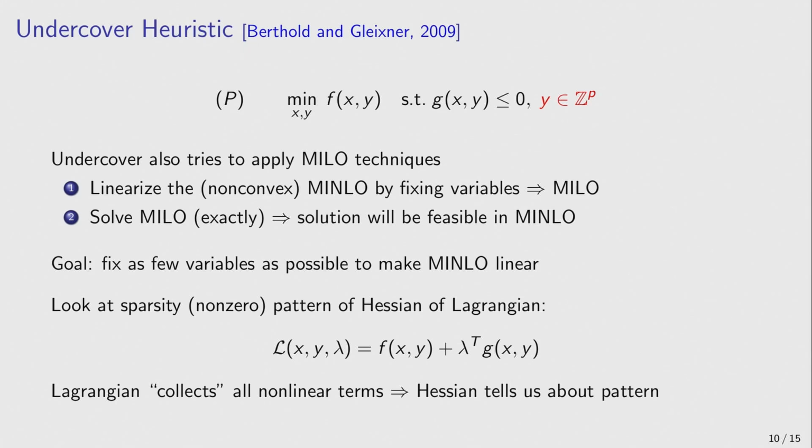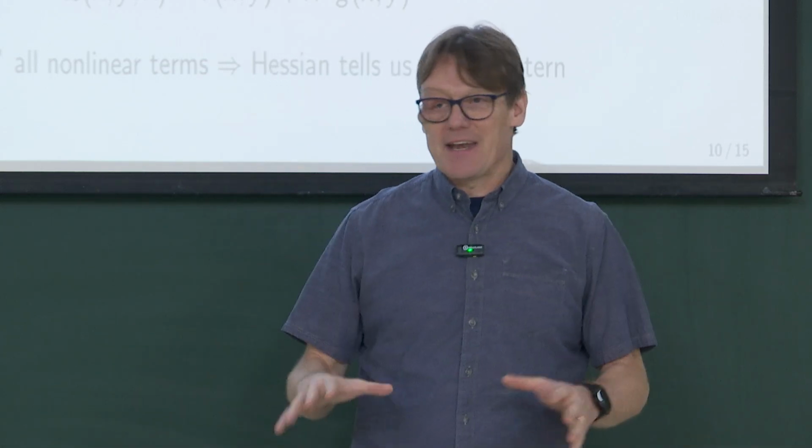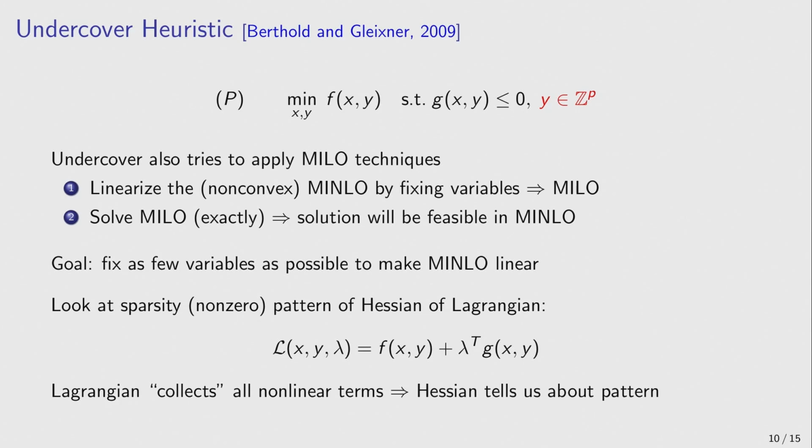But here's a second heuristic, which is the one that has the coolest name. It sort of alludes, Timo Berthold and Ambros Gleixner, they're from the Zuse Institute in Berlin. And Berlin is, of course, the spy capital of the world, or was the spy capital of the world in Germany. And so there's lots of undercover agents, and they thought they'll have an undercover heuristic. So the idea here is that you try again to apply mixed integer linear optimization techniques because they're the best developed techniques that are around. And what they want to do is they want to linearize non-convex functions by fixing variables.